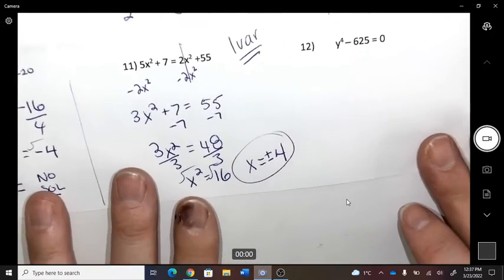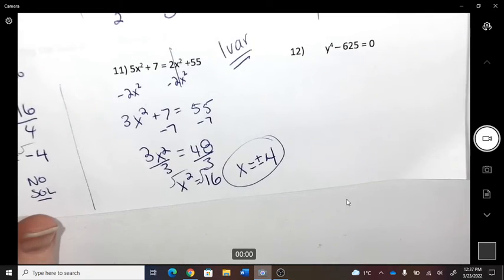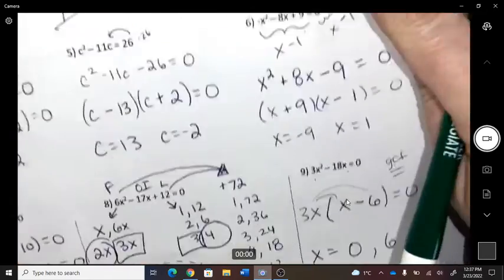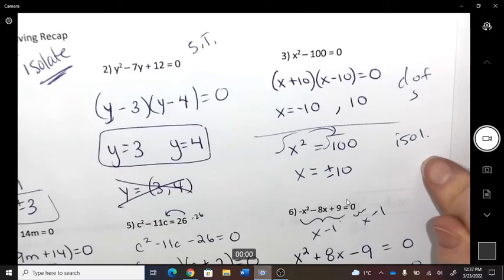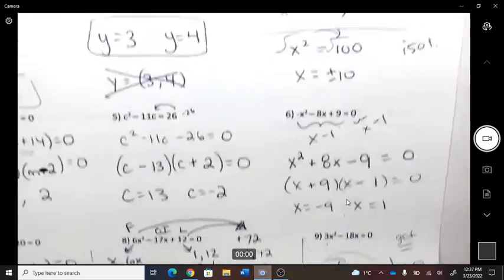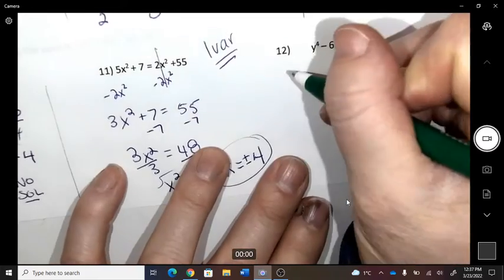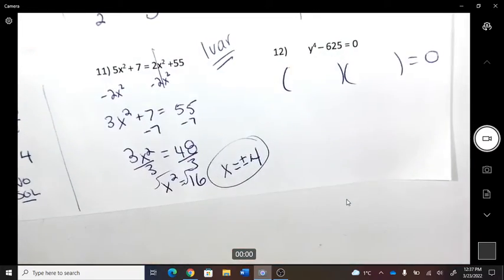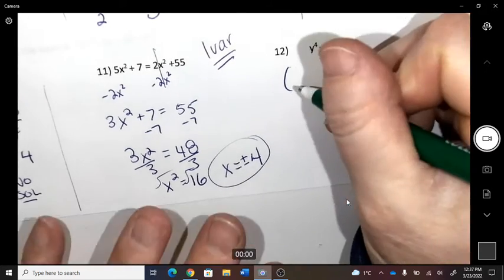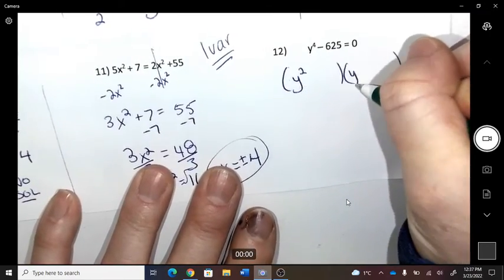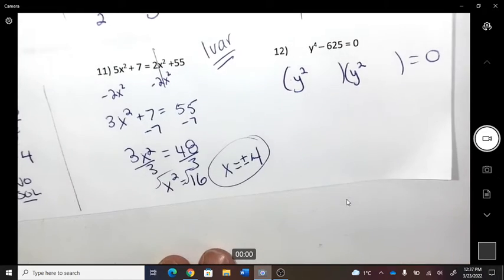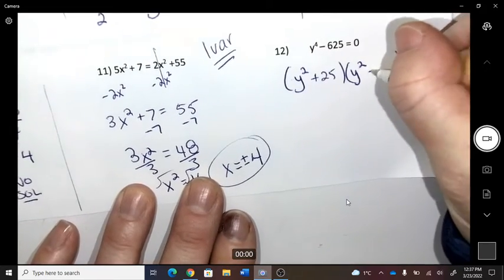Okay, number 12. You could isolate here, that's fine. But I think I would like to do it with factoring. It's kind of like how number 3 was. It's the same idea as number 3. You could have isolated or it's a difference of squares. Okay, so I want to go 2 brackets. So I'm going to do the difference of squares. So instead of a y, do you understand I need a y squared? And what is our square root there? 25? So plus 25 minus 25.